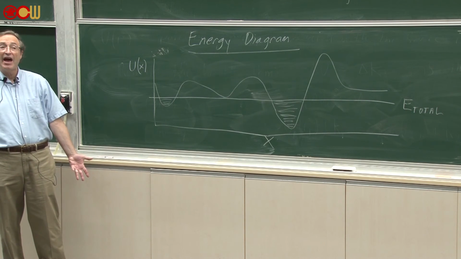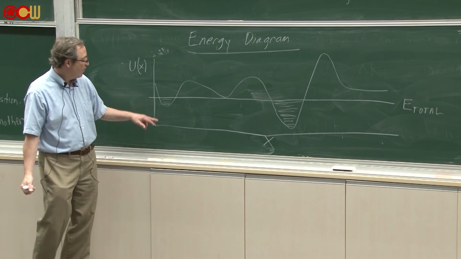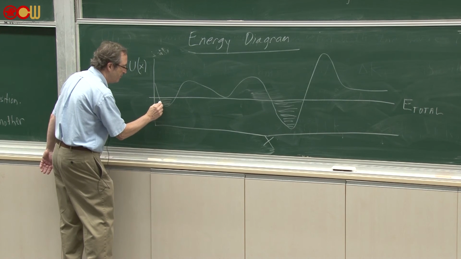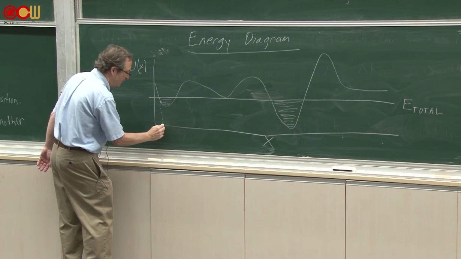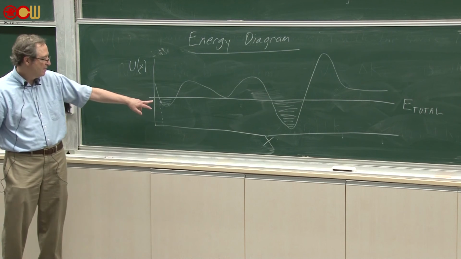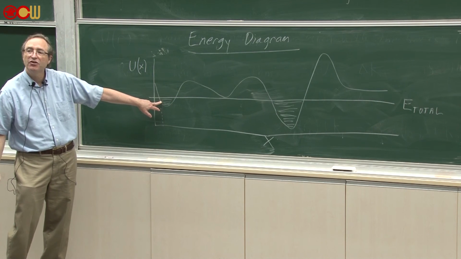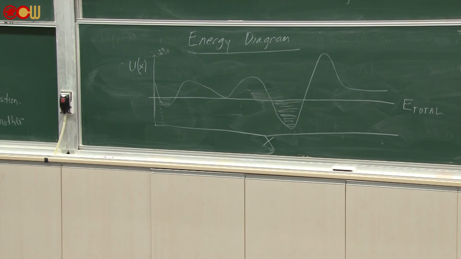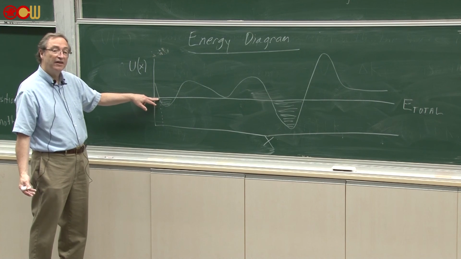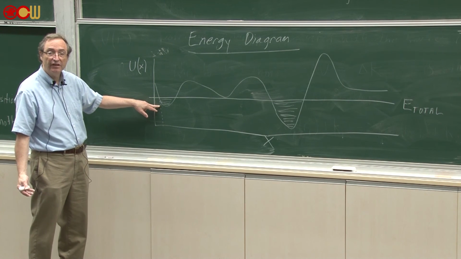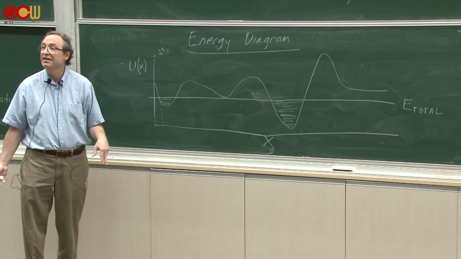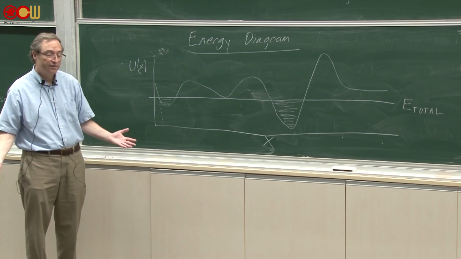And what happens if I am there? Supposing I start out right here. So I start out at this position. Okay, so this is my potential energy. Do I have any kinetic energy? Yes. How do you know that? Because the total energy is greater than the potential energy. So the difference between those two is the kinetic energy.